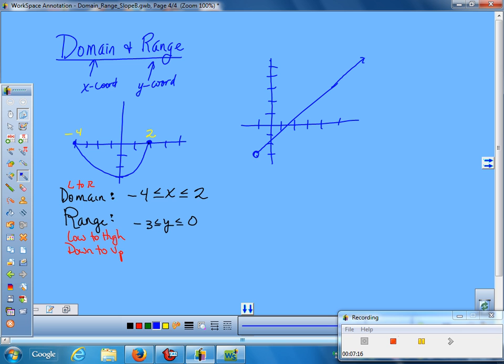All right, I want domain and range on this one. Domain is left to right. So what's the farthest left it goes? Okay, so we're going to -1. How far to the right does it go? On to infinity and beyond. It's going on to the right forever, isn't it? Yeah. Are there any breaks in it anywhere along the way? No, so as long as it's solid, it's using every x-coordinate from -1 on out to the right. So how do we write that in symbols, -1 and bigger?